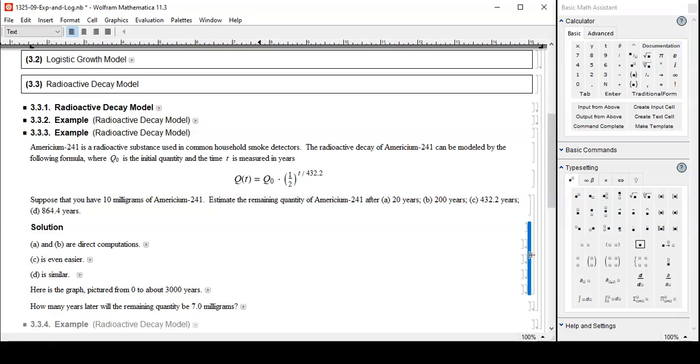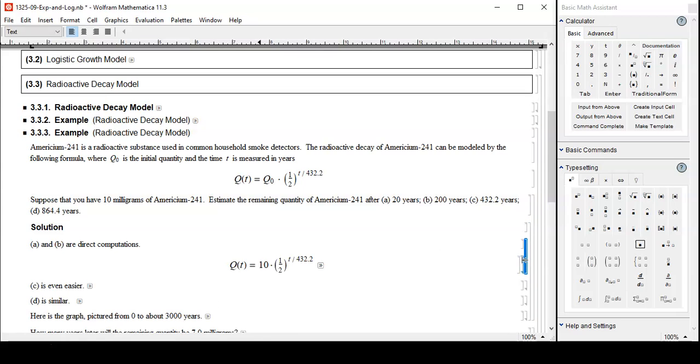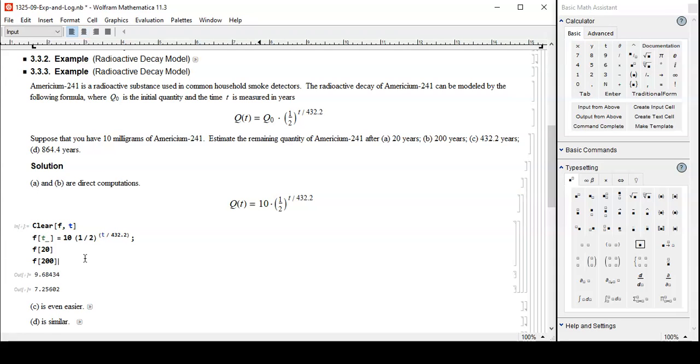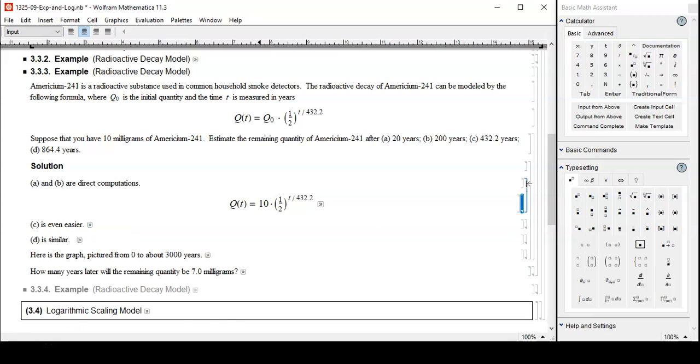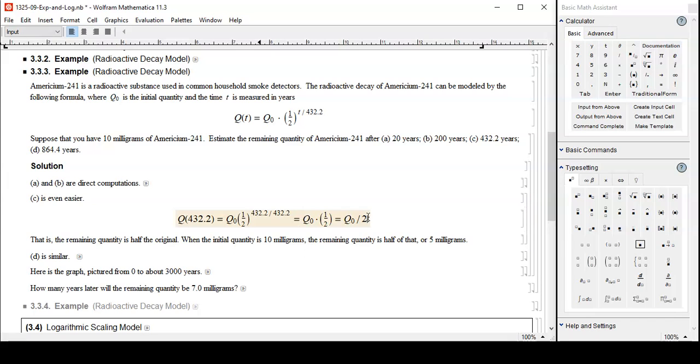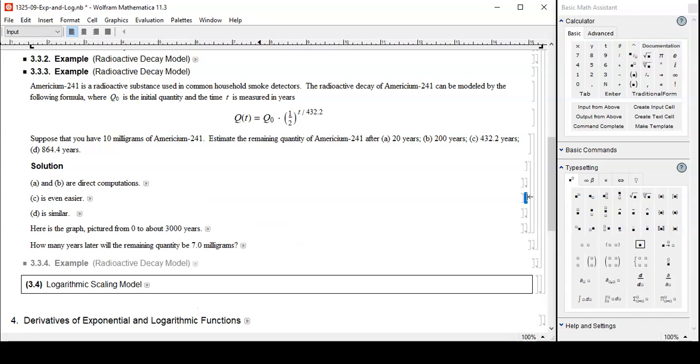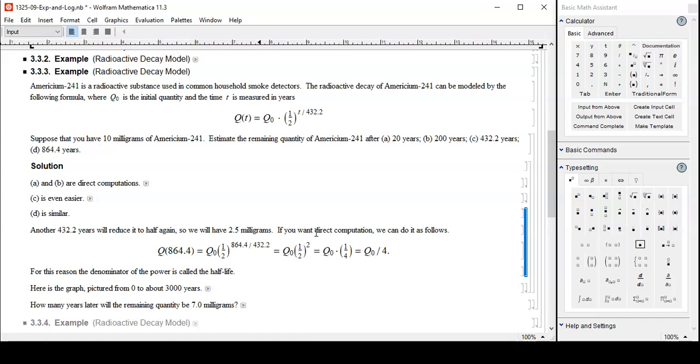But these two, well, you have to punch in the calculator to find out. In my answer key, the first two, I did direct computation by punching the calculator. So it turned out 9.684 milligrams, 7.256 milligrams, approximately speaking. And then C is just by half-life, so half of the original, so 5 milligrams. And then D is similar, another half-life later, so 1/2 squared, so 1/4 of the original. So 1/4 of 10 milligrams, so 2.5 milligrams.